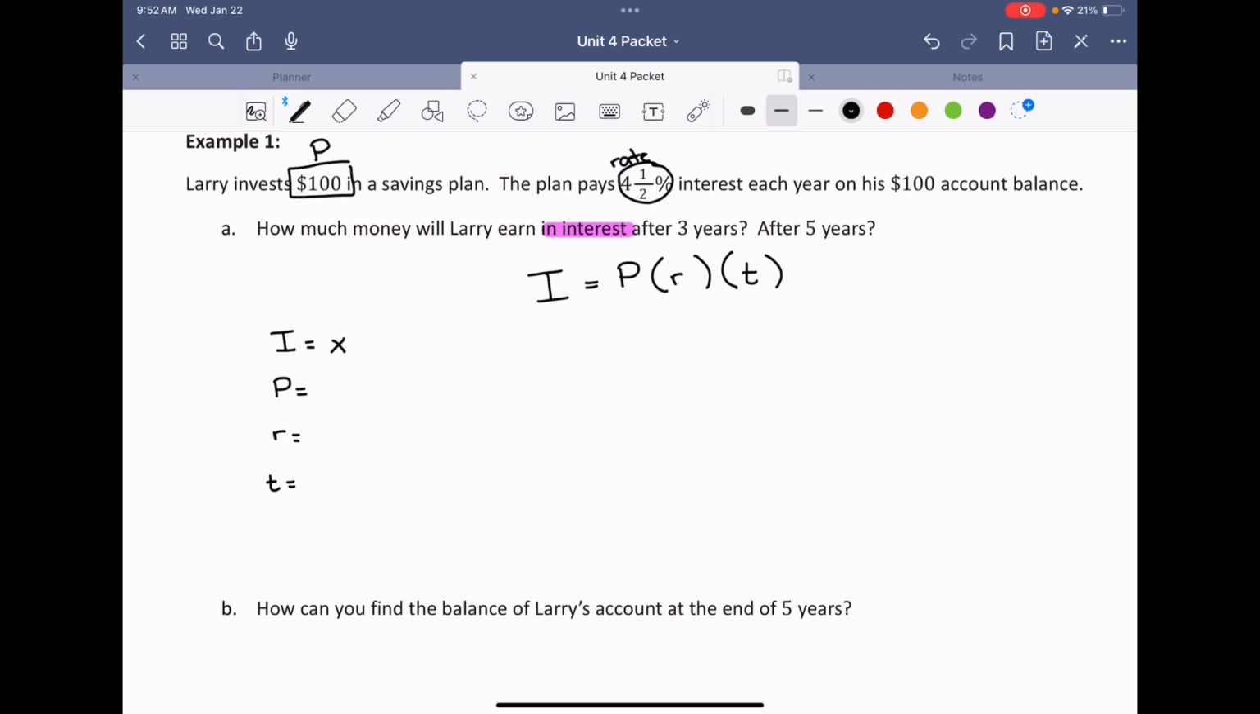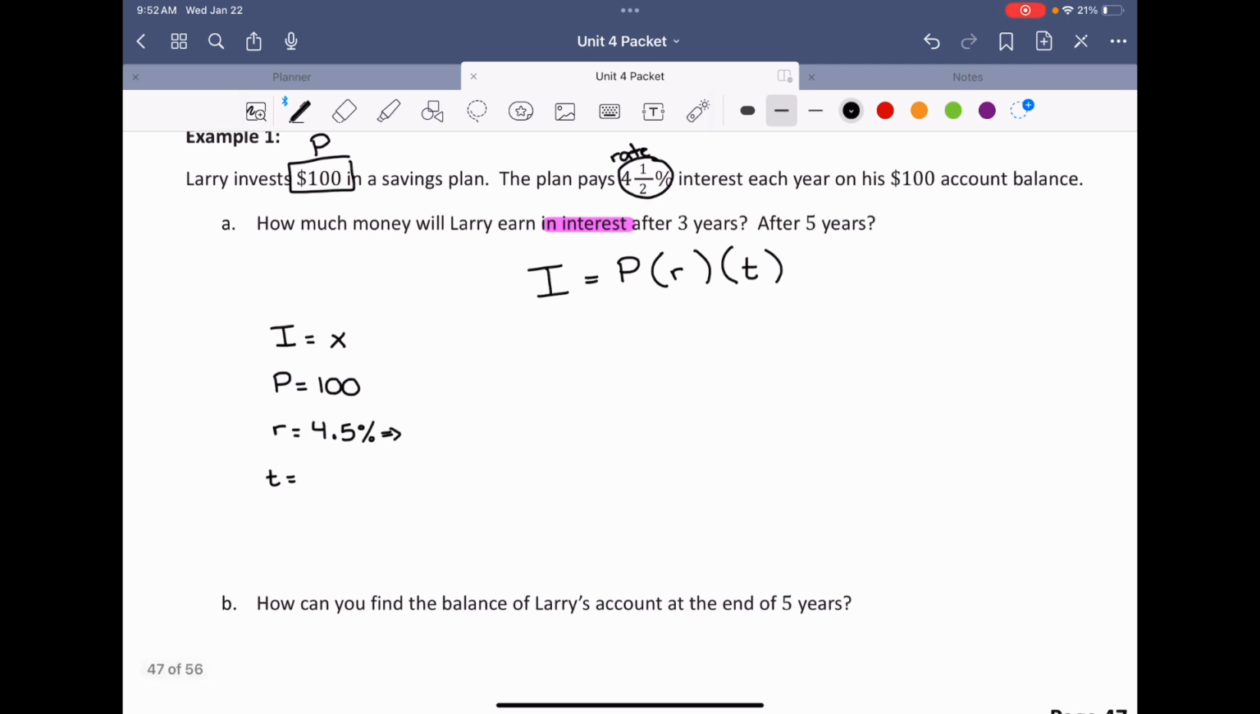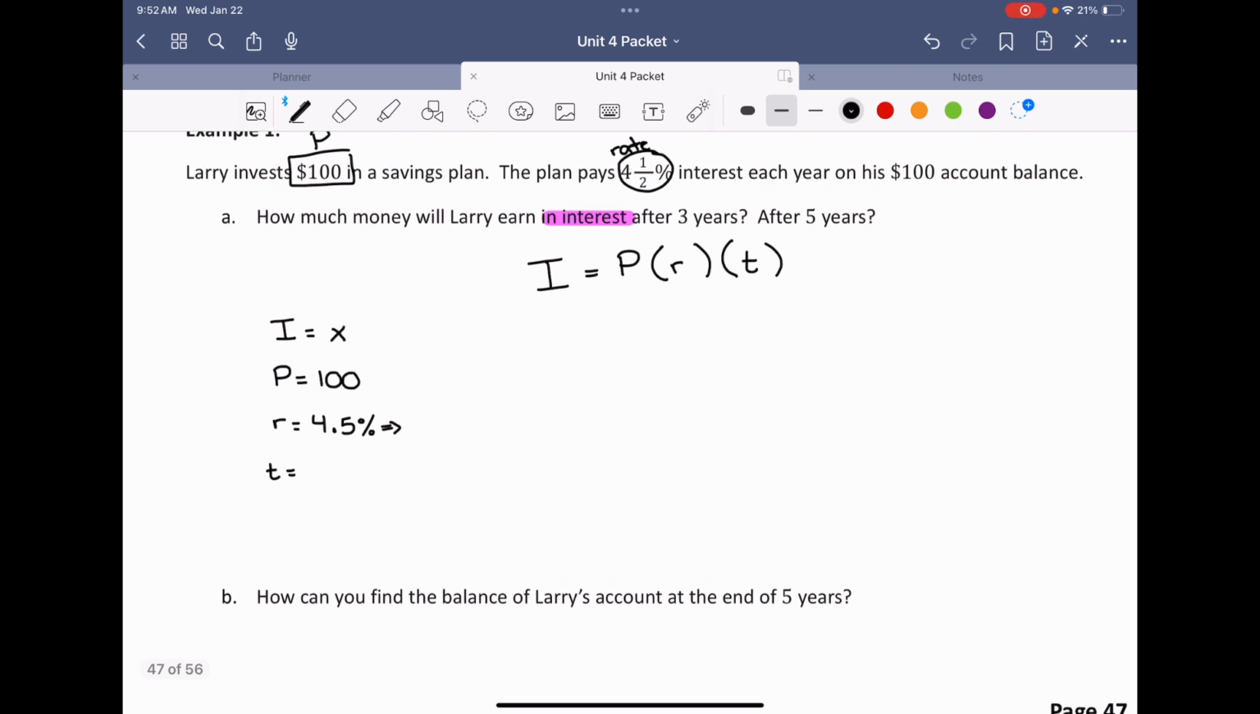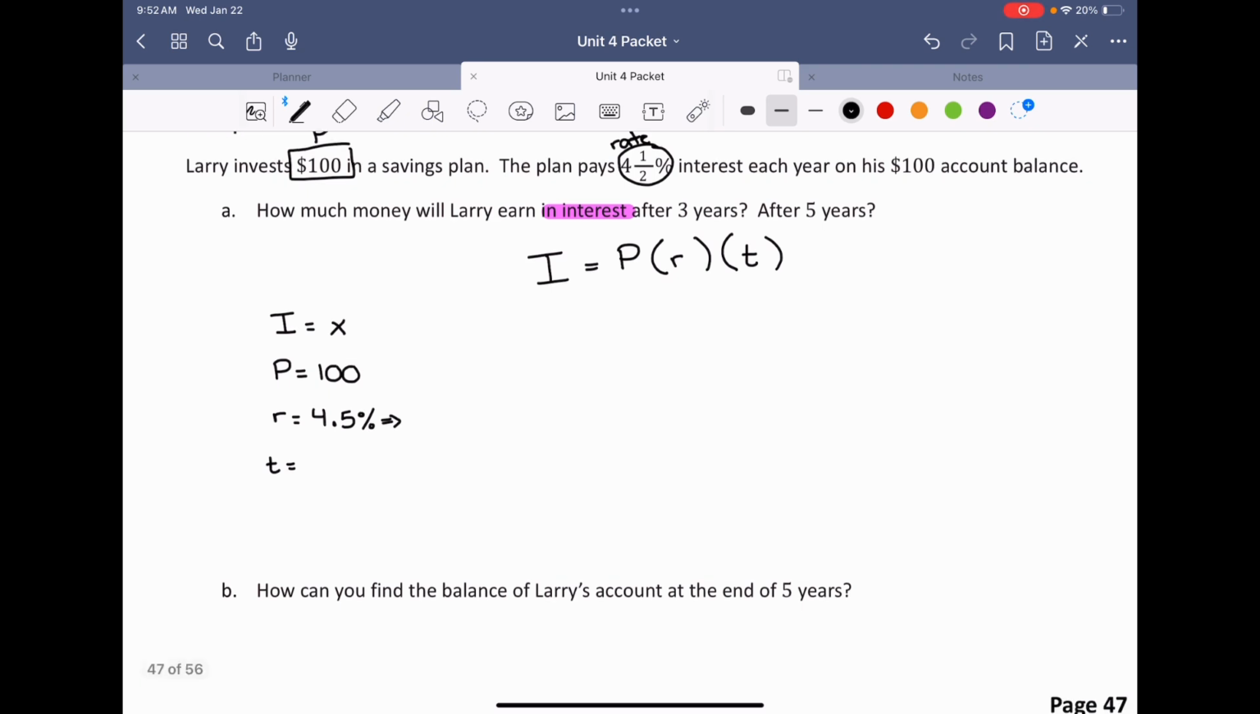My principal, how much they invested, is $100. My rate is 4.5%. Just like in any other problem, we have to change our percentage into a decimal to get rid of that percent symbol. So I'm going to move my decimal 2 spaces to the left, divide by 100, or type it into my calculator. It's going to tell me 0.045. And the time for this first part is 3 years. And remember, time always has to be in years, so we are all set because it already told us years.